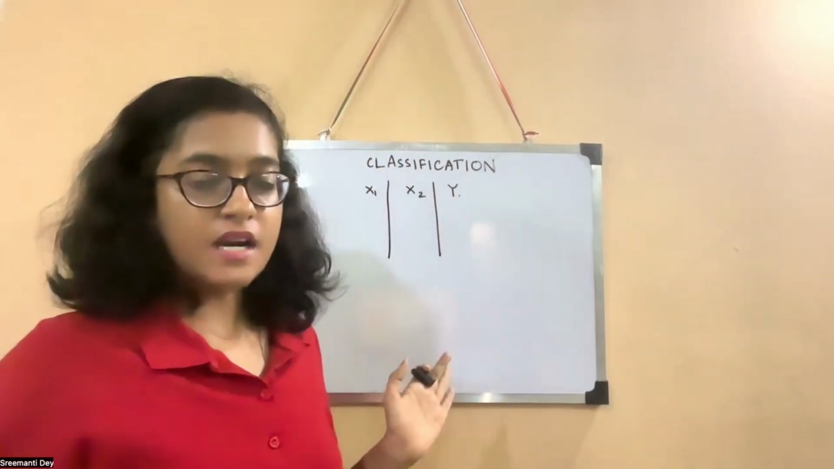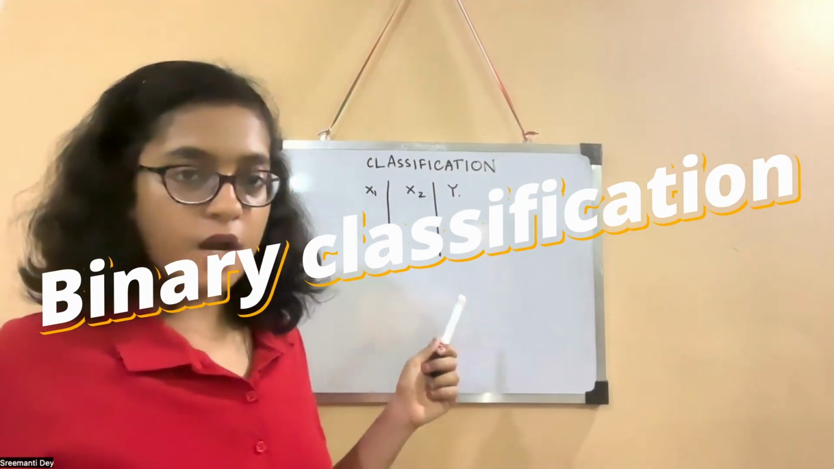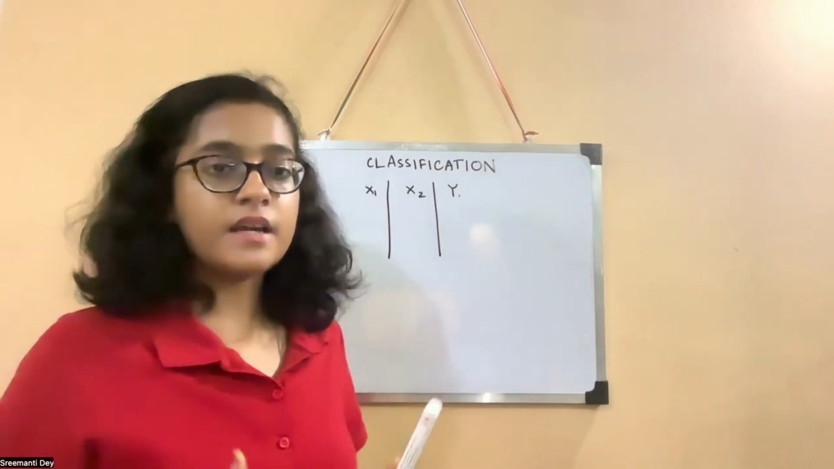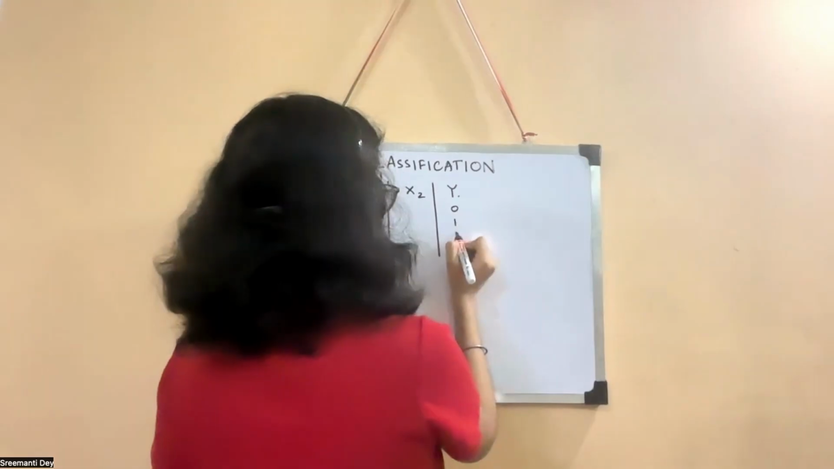As I said, we'll start with the simplest form first. So x1, x2, and y. So y is basically either 0 or 1. We'll be tackling binary classification first. So y is either 0 or 1.